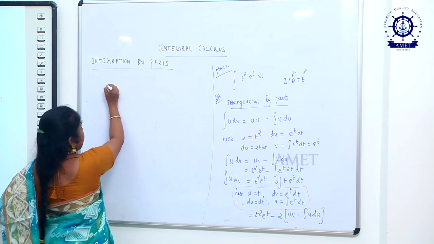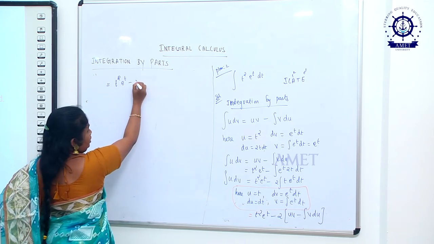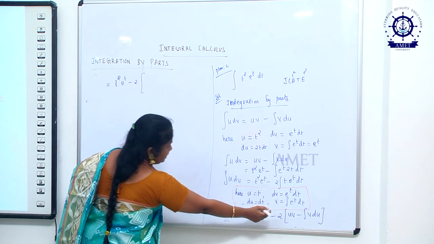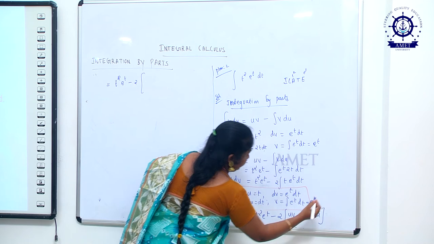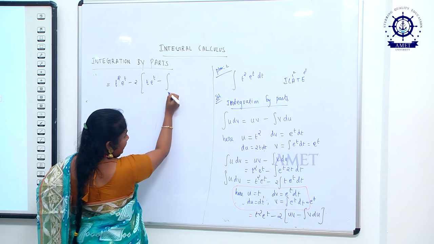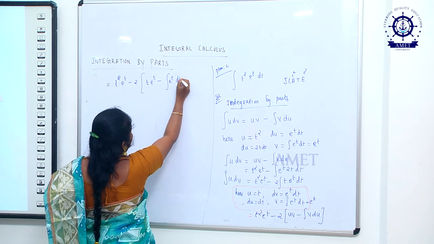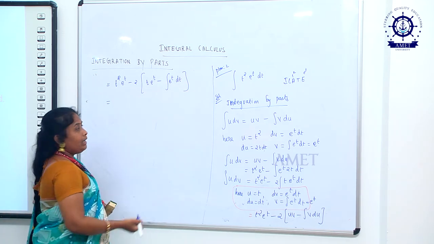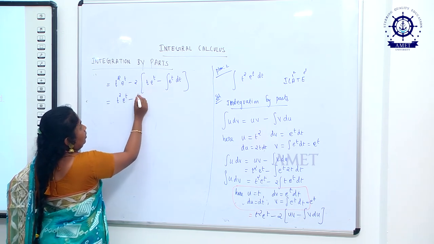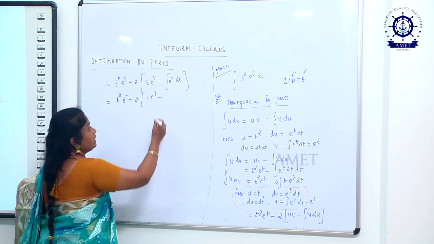So what is the next step? t square e power t minus 2 into, what is uv? u is t, v is e power t, so t into e power t, minus integral v du. v is e power t, du is dt. So what is the answer? Next step, t square e power t minus 2 into t e power t, and the integral of e power t is e power t.